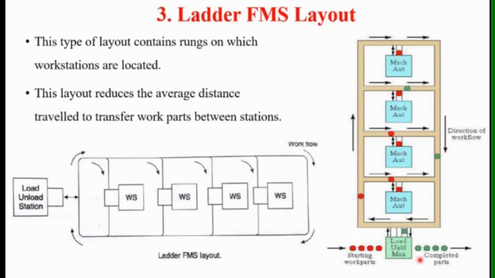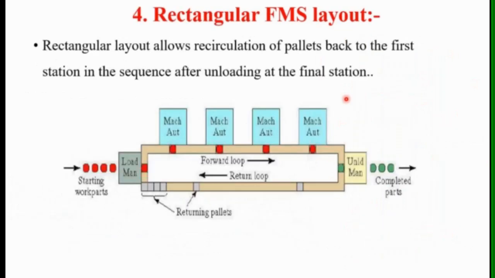Here we can see the components are loaded here. Then it will go to this first machine, perform some operations here, again it goes to the next, again it goes to the next. Likewise, finally the finished component will come from this row, and finally it is unloaded. So it is like a ladder. So this type of layout is like a ladder, the ladder flexible manufacturing system layout.